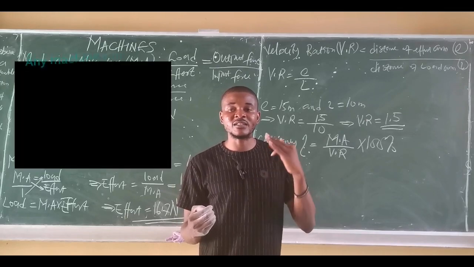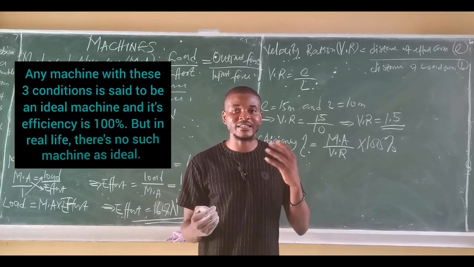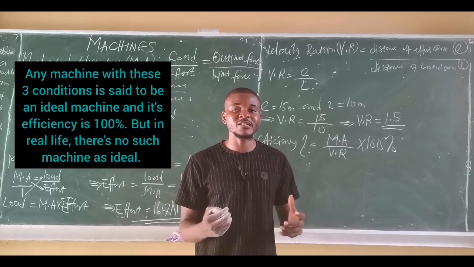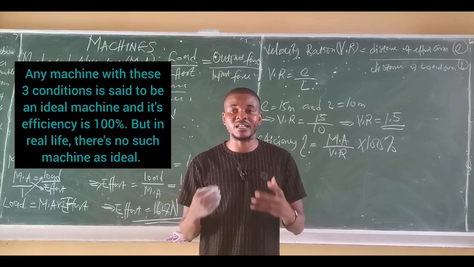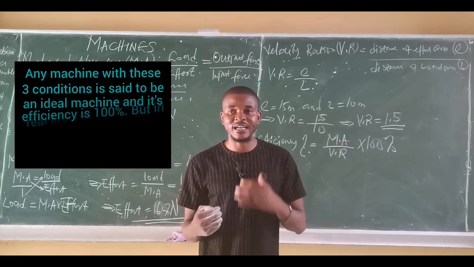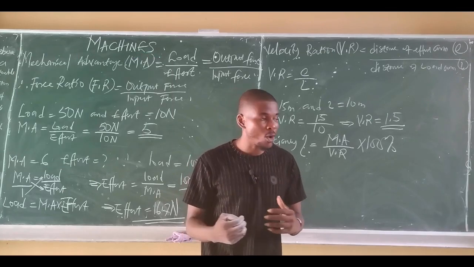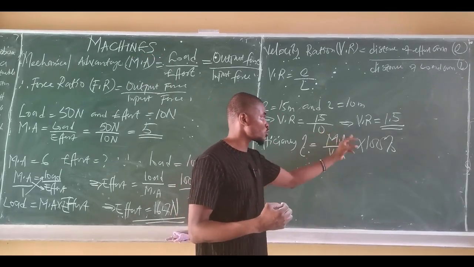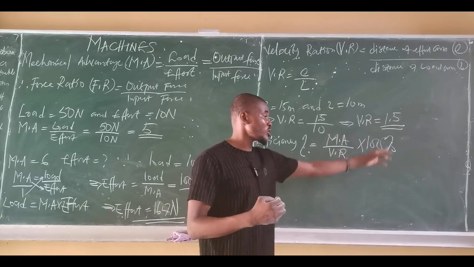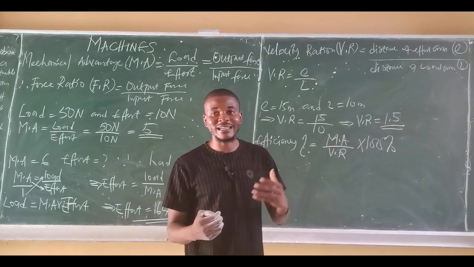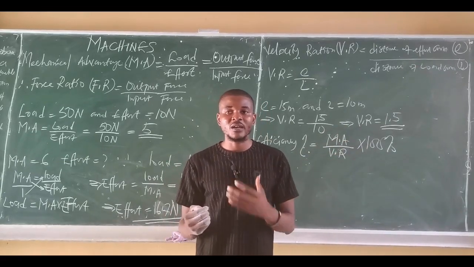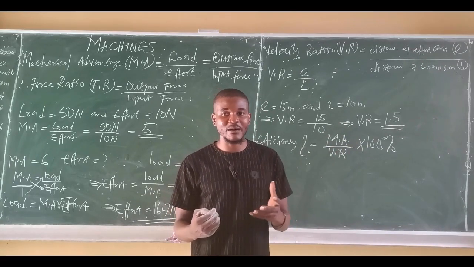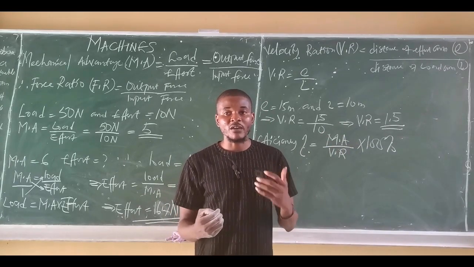Any machine that has these three conditions is simply said to be an ideal machine, and its efficiency is 100%. But in real life, there is no such machine as an ideal machine. That is why we always multiply the ratio, mechanical advantage to velocity ratio, by 100%, to tell us that they can never be up to 100%. All right, let's pick an example to explain the concept of efficiency.